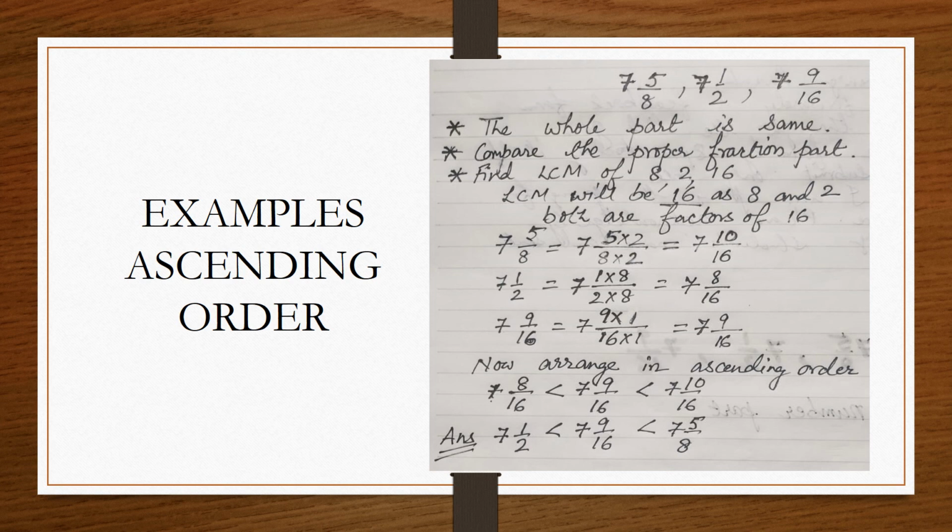Now arrange them in ascending order. So you can see 7, 8 by 16 is smaller than 7, 9 by 16, is smaller than 7, 10 by 16. Now according to the question, if you write, 7, 8 by 16 is what? 7, 1 by 2. So 7, 1 by 2 is smaller than 7, 9 by 16, which is 7, 9 by 16 only. 7, 9 by 16 is smaller than 7, 10 by 16, sorry, 7, 5 by 8.